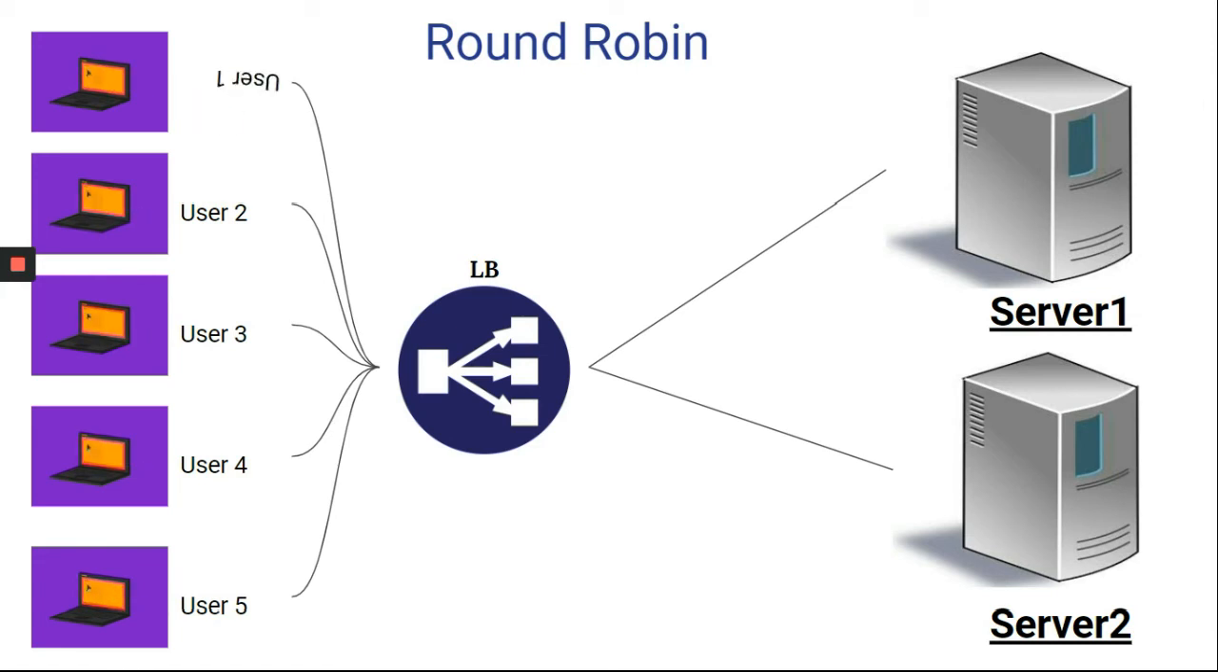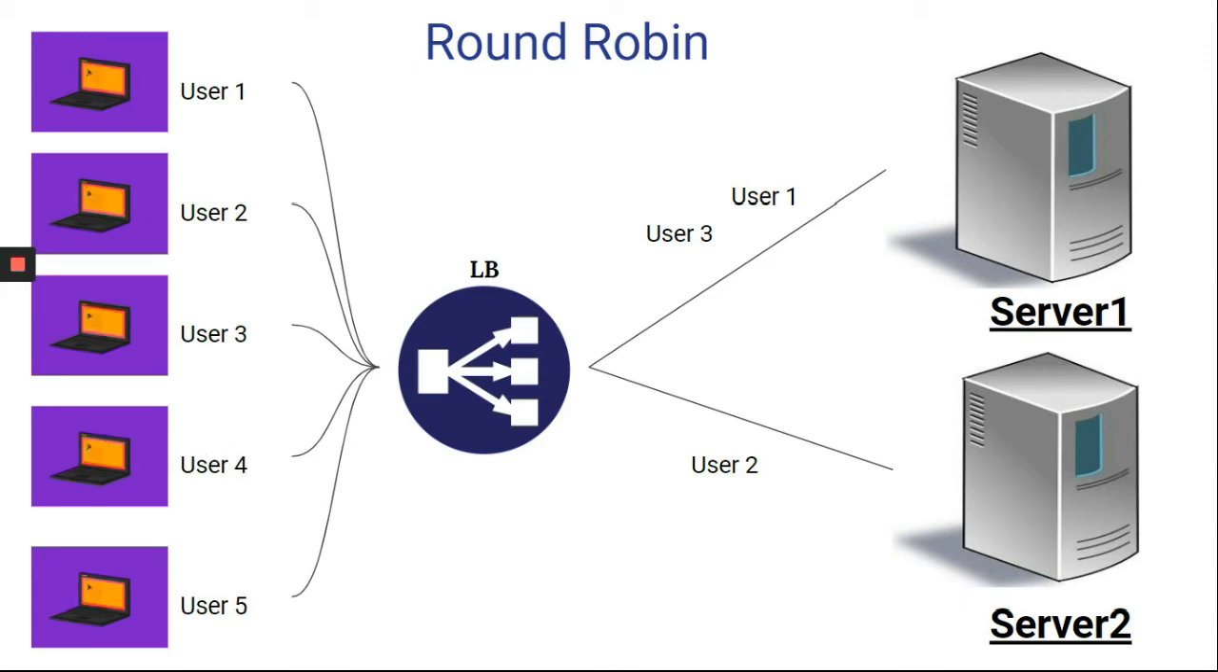Once the first request arrives, your load balancer will send that request to the first server. Then when the second request arrives, let's say from another user, user 2 here, that request will be routed to the second server. Now, if the third request arrives, because the last request was routed to the second server, this third request will be routed back to the first server.